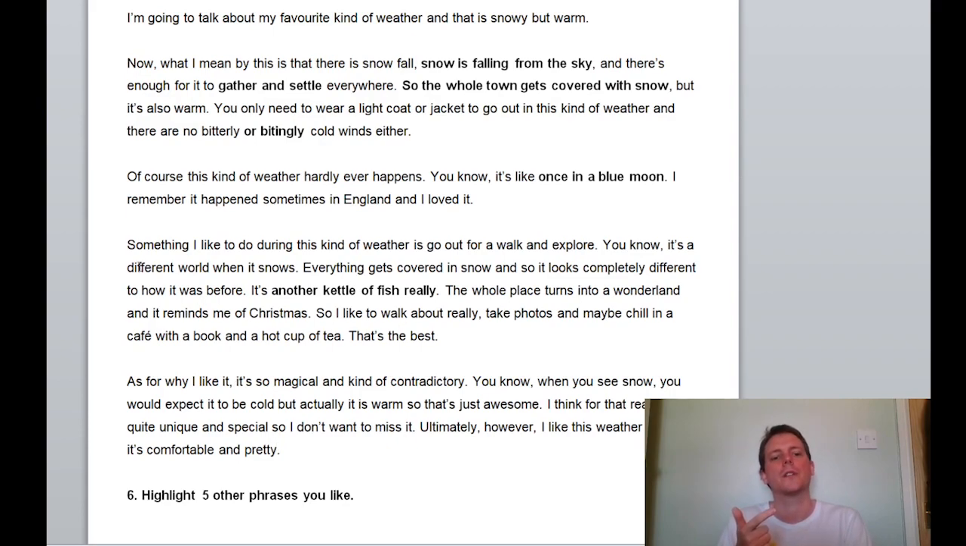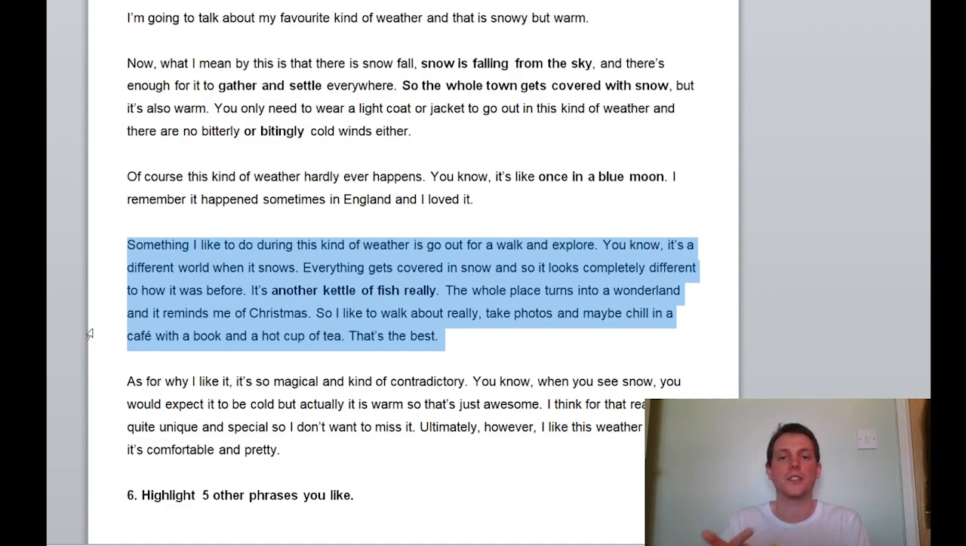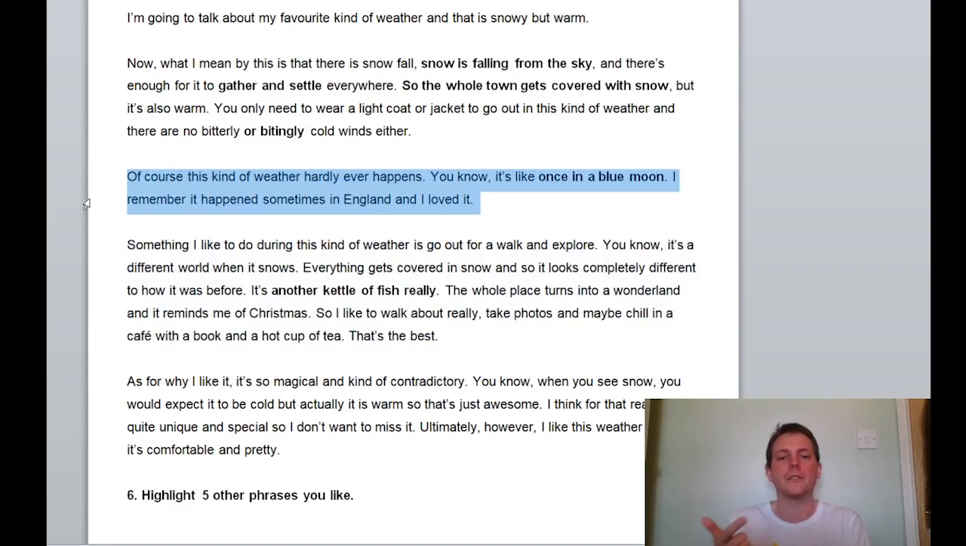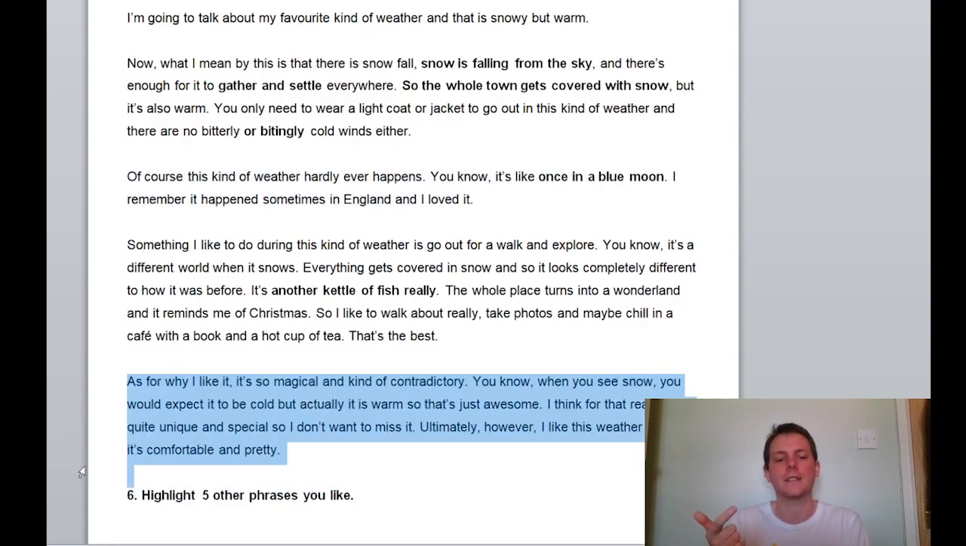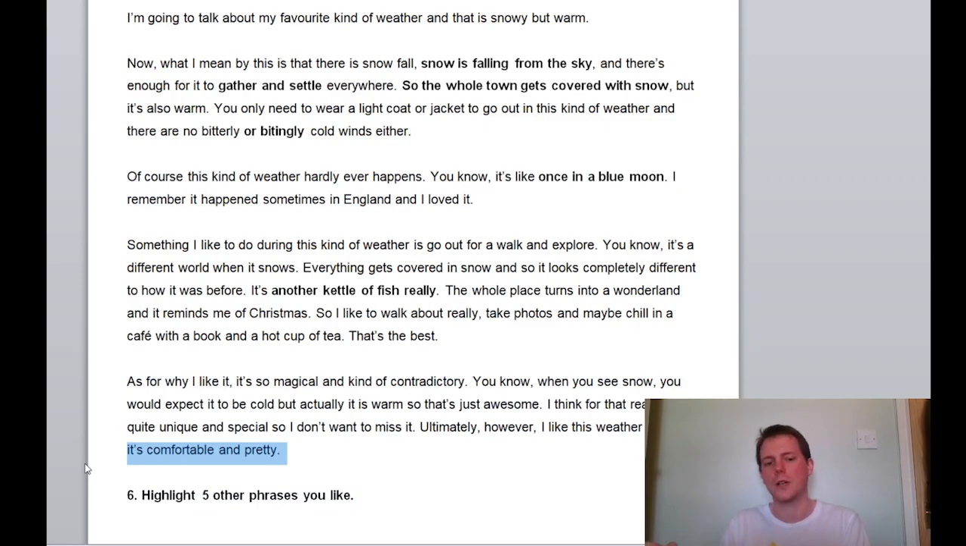Like, you notice here this paragraph is about what I like to do in this kind of weather. This paragraph is about how often this weather comes around. This is why I like it. Match the paragraphs to the questions. Try writing out your answer. When you're writing out your answer, you can focus a bit more on ideas, on what to talk about. You can focus on vocabulary, looking up some words to help you. Prepare yourself a lot more.